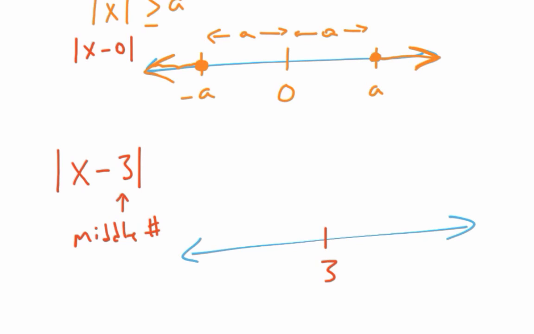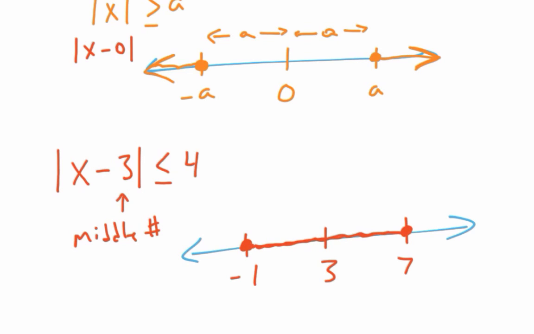And say the problem there was less than or equal to 4. Well, 4 now is my distance away. So if I go 4 to the right, 3 plus 4 is going to give me a 7. If I go 4 to the left from 3, that's going to give me a negative 1. It's less than or equal to, so that means we have a filled-in circle on both of those endpoints, the negative 1 and the 7. And because it's less than, we know it's the section in between.